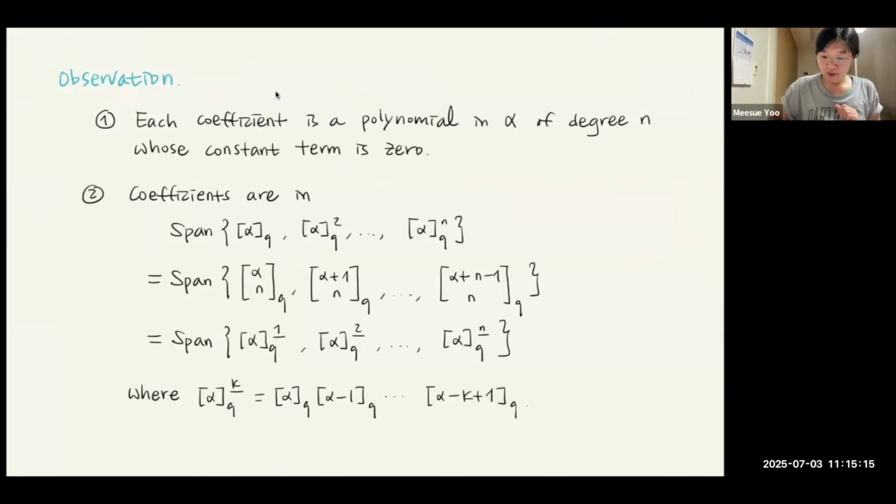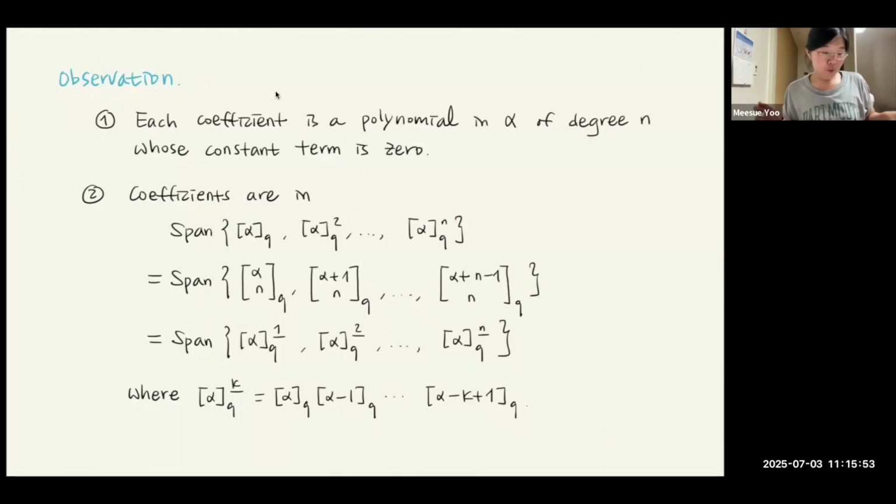So here are some observations. Each coefficient is a polynomial in alpha of degree n, and the constant term is 0. And the coefficients are in the span of these alpha polynomials. And what we're going to show, you are going to see in the next two lectures, is that the alpha chromatic symmetric functions are positive in these expansions in Schur functions as well as monomial symmetric functions.